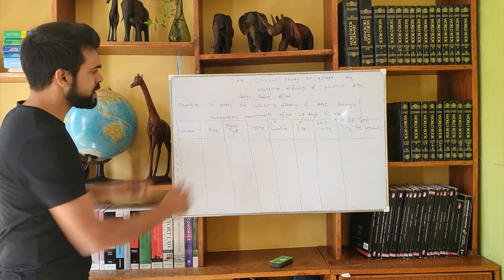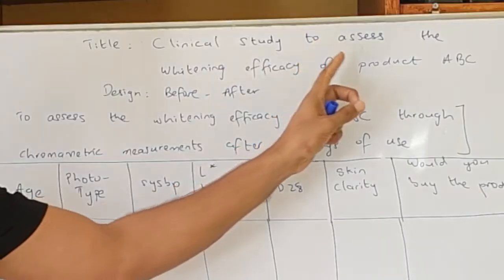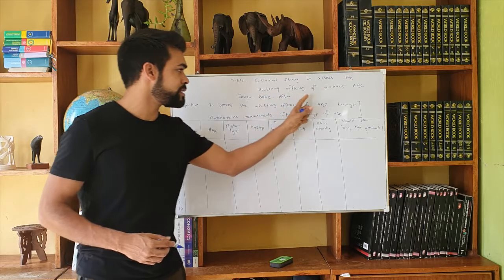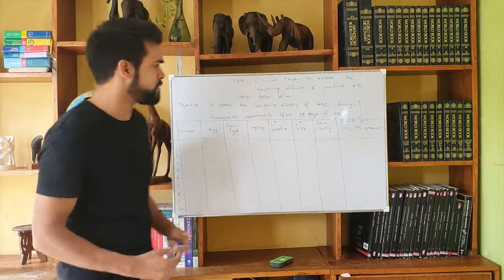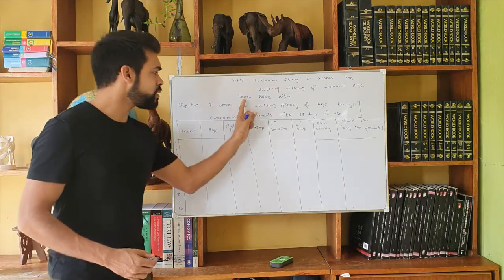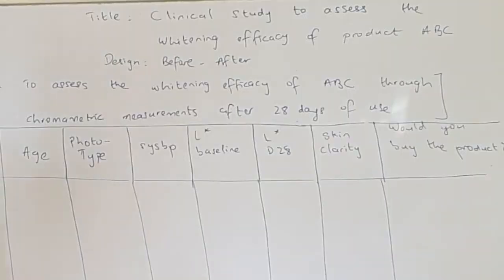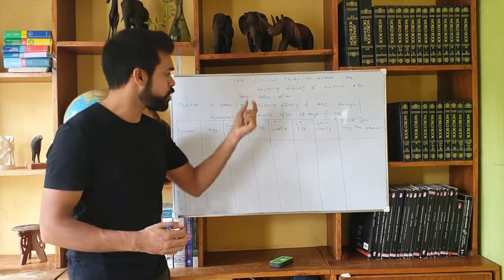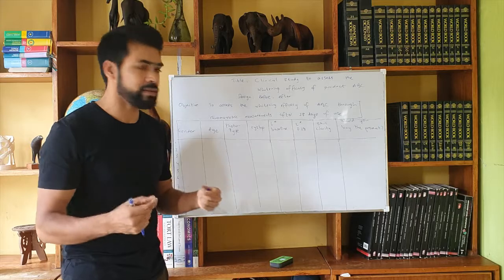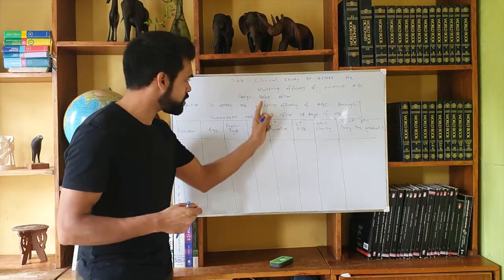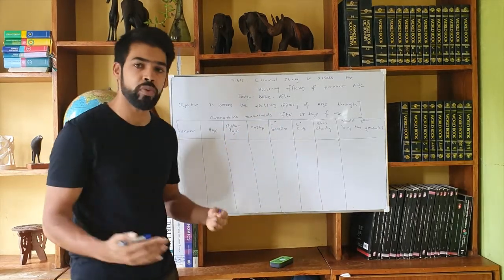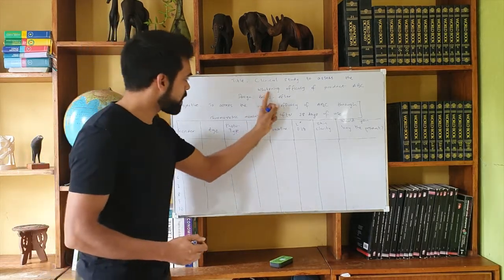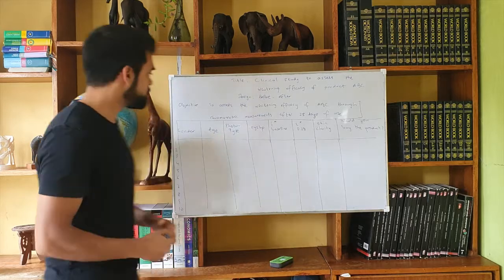So here I just give an example of a clinical study meant to assess the whitening efficacy of product ABC. I just use a fictitious name. The design of the study is the simplest that you can imagine. It's a before and after. The observations that we record before the study, that is at baseline, before starting to use a treatment, will serve as the control.